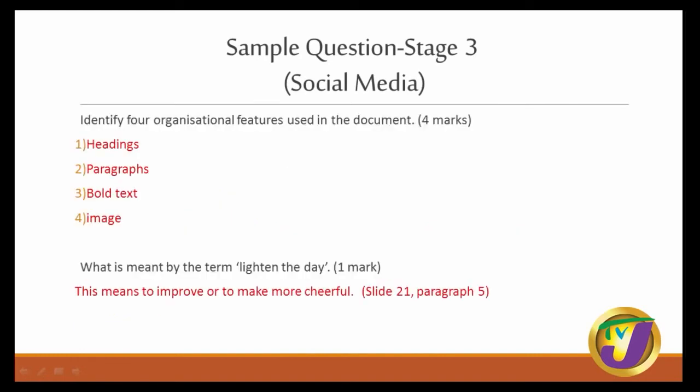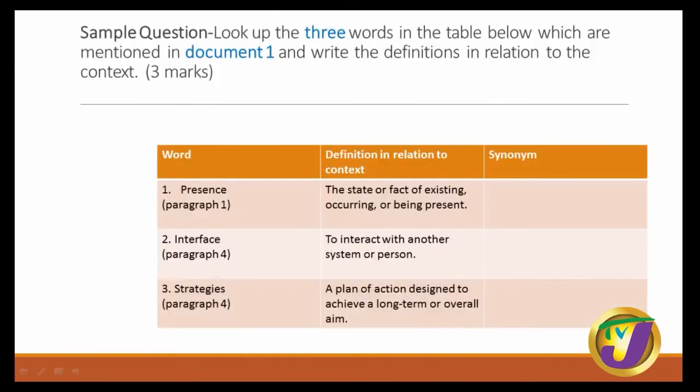All right, and we have already identified some organizational features used in the document. We saw the headings, we saw the paragraphs, we saw the bold text, we saw the image, and you get 4 marks for identifying those. What is meant by the term lighten the day? Remember, if you're not sure, just go back to the text, read that section, and you'll be able to explain that phrase in your own words. It means to improve or to make cheerful. All right, and we can find this in paragraph 5.